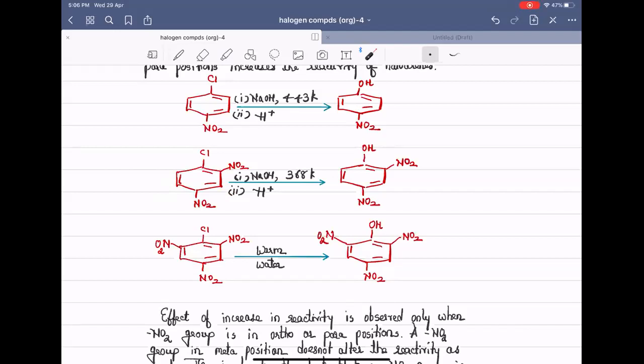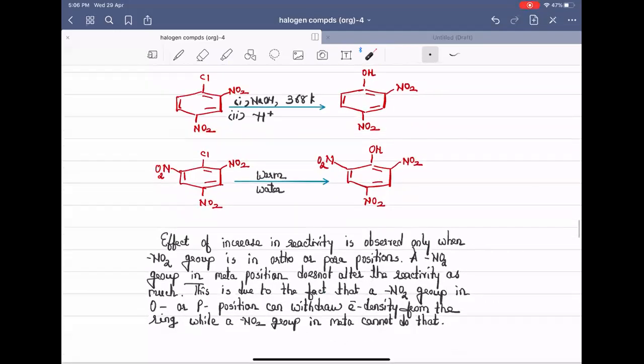Now here, we will have to know why an electron withdrawing group in meta position cannot alter the reactivity to a large extent, whereas an electron withdrawing group in ortho and para can actually increase the reactivity to a large extent. So why is it that in ortho and para position the electron withdrawing group can enhance the reactivity, whereas the same electron withdrawing group in meta position cannot alter the reactivity to a large extent? Now that is something which we have to know. Okay, so let us take up that.